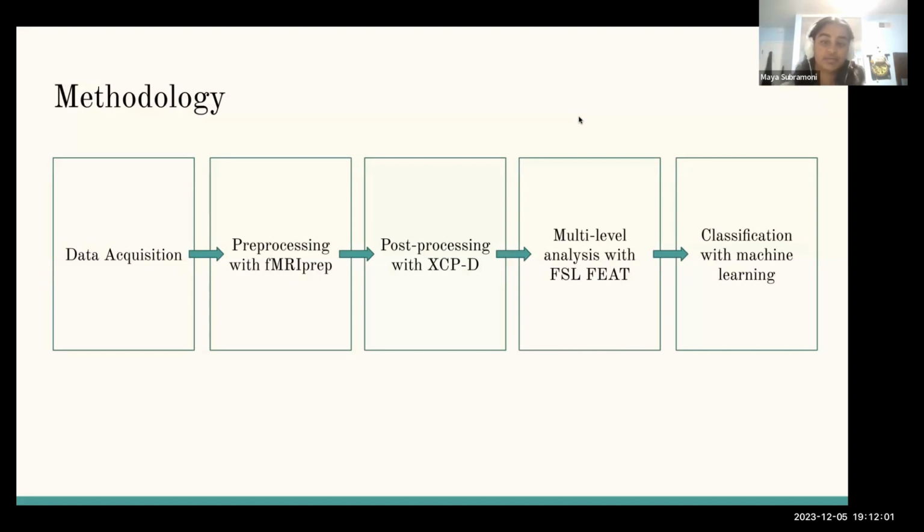For machine learning, we took the outputs from XCPD and time series data and used this data to apply feature extraction with PCA and UMAP to reduce the dimensionality, and this allowed us to better visualize and analyze the data. Our team also used KNN, SVM, and CNN, which are different machine learning algorithms.